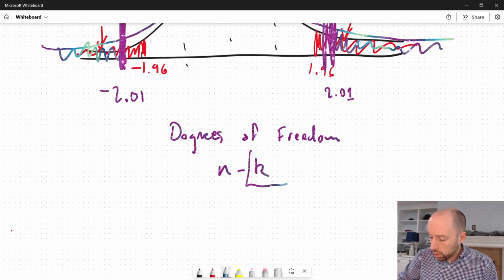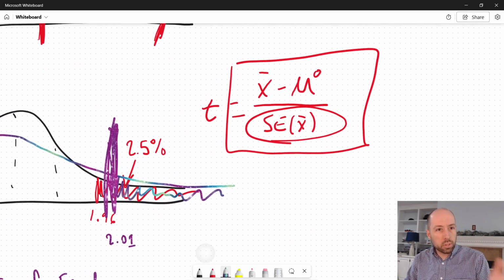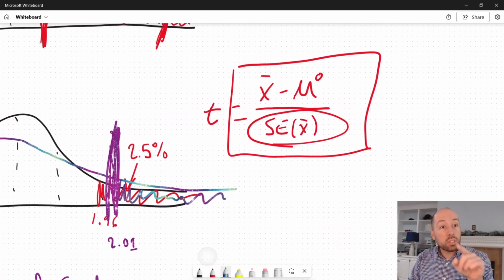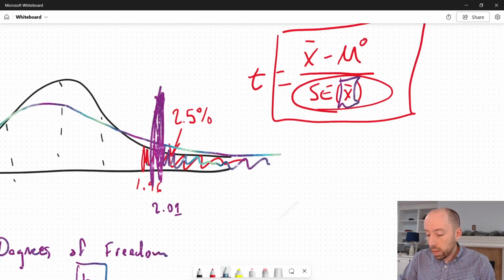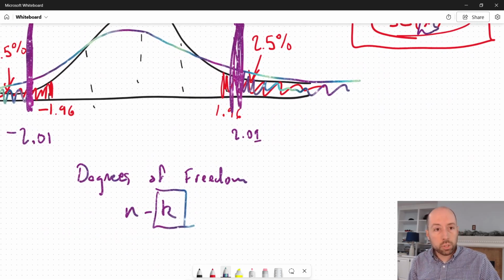K, parameters? How many parameters did we estimate here? Well, this standard error is the square root of the standard deviation, which only has the sum of all the xi minus x bar in it. So the only thing we had to calculate was x bar. K is 1 here. All right. In this case, it's just 50 observations minus 1 because we calculated x bar.